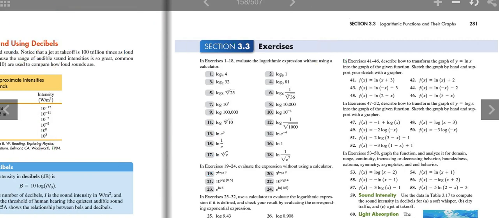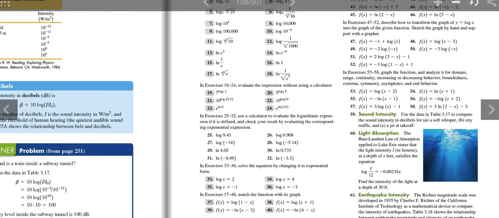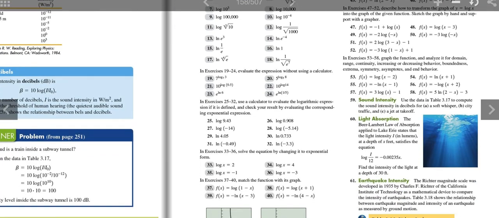Yes? 34, sure. Log x equals 4. Okay, log x equals 4. Question 34. Log x equals 4. Is the left side a single logarithm? Yes or no?